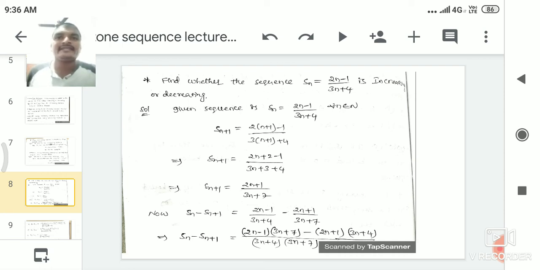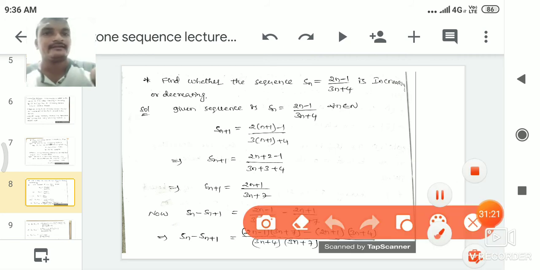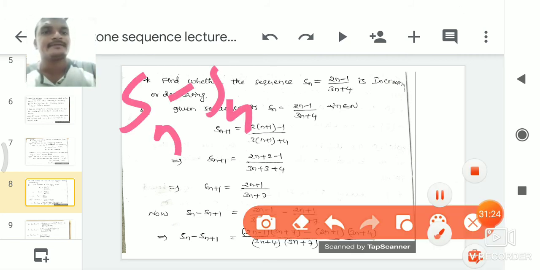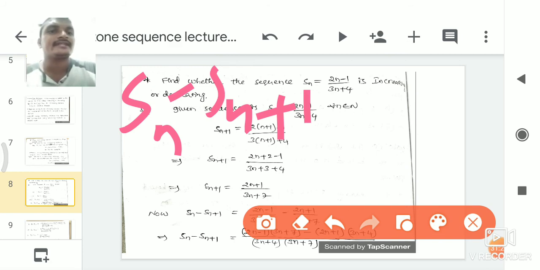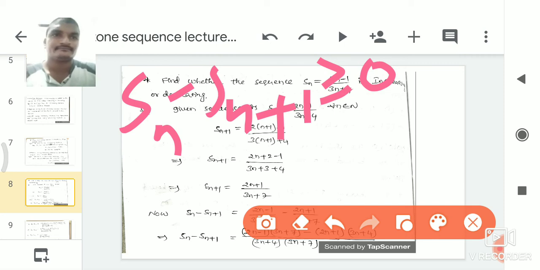Here we find Sn minus Sn+1. If it is greater than 0, it is a decreasing sequence. If it is less than or equal to 0, it is an increasing sequence. If this value is greater than or equal to 0, then we say that the given sequence is decreasing. If it is less than or equal to 0, that is Sn ≤ Sn+1, the given sequence is an increasing sequence.